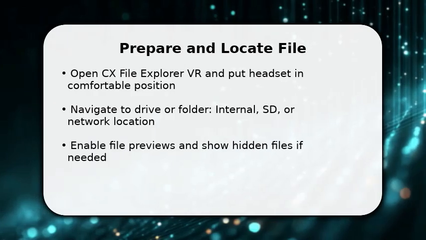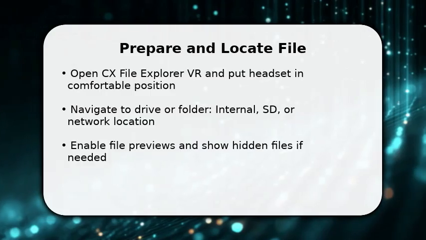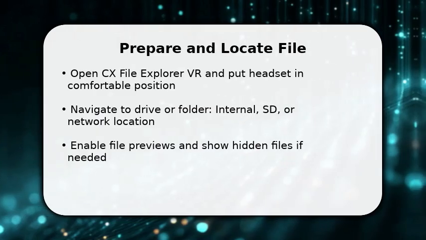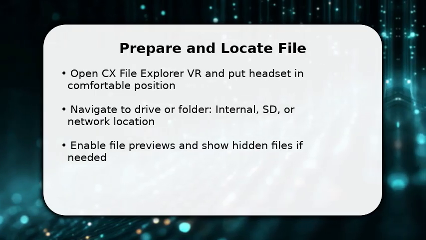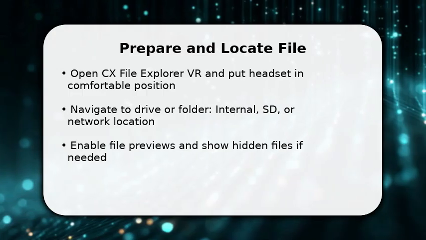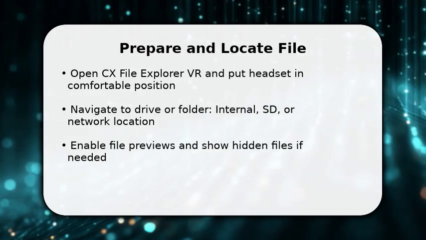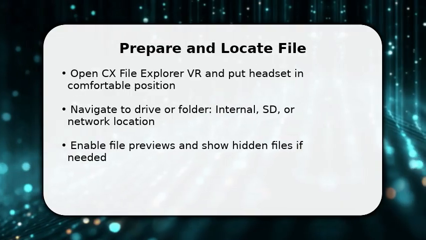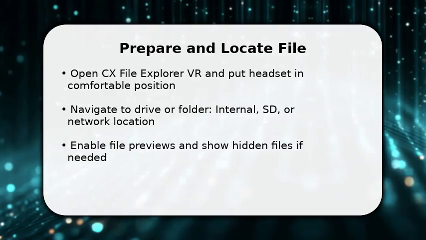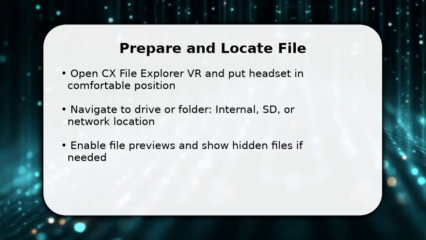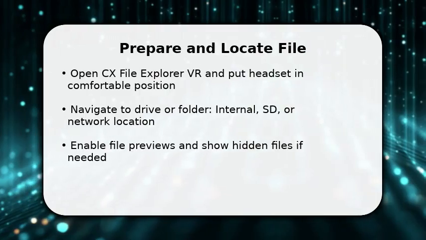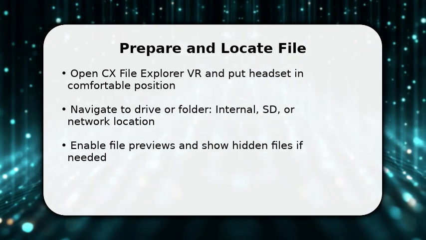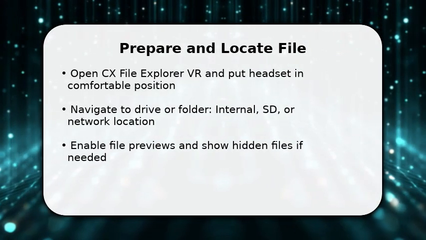You start by opening CX File Explorer VR and immediately locating the folder where data is corrupted. Once you find the target directory, make a quick backup to a safe location. This prevents accidental loss. You should enable hidden files and previews so you can see problematic items. If the files are on SD or a network share, make sure the connection is stable and permissions allow write access. Now proceed to inspect file sizes and timestamps to identify anomalies before editing.